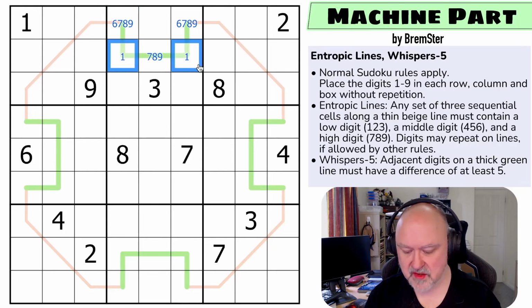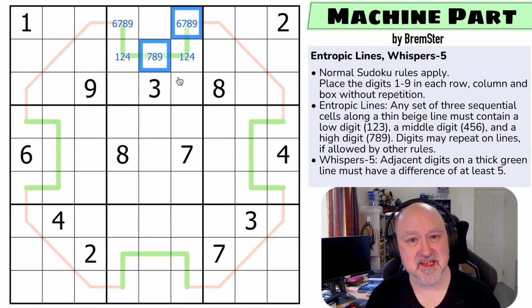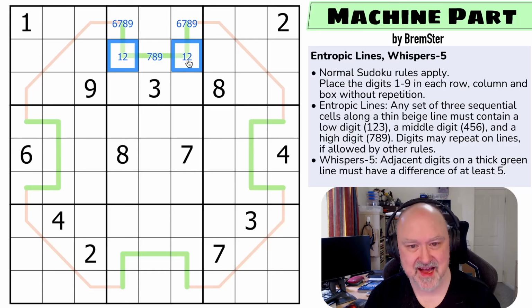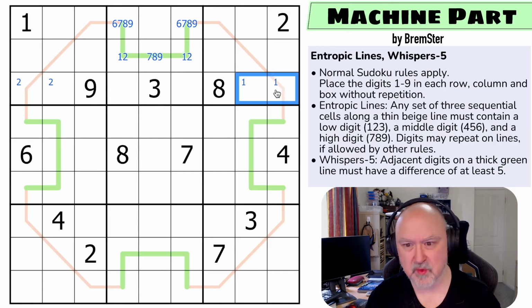Now, these are from 1, 2, and 4, and these can't be 4 for the same reason. If you add 5 to 4, you've got 9, and the only partner to 4 would be 9, and both of its partners would need to be the same digit, which doesn't work. So this is actually a 1-2 pair, which by Sudoku now means that 2 is in one of those 2, and 1 is in one of those 2.